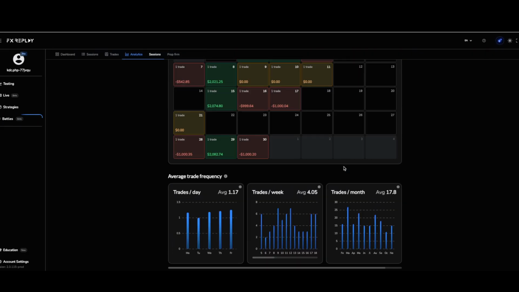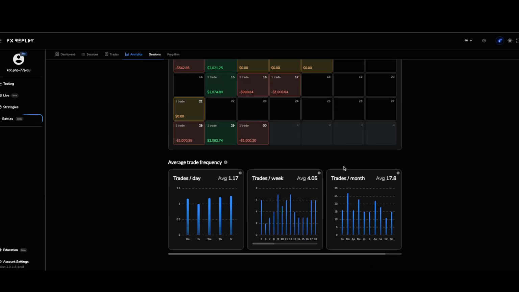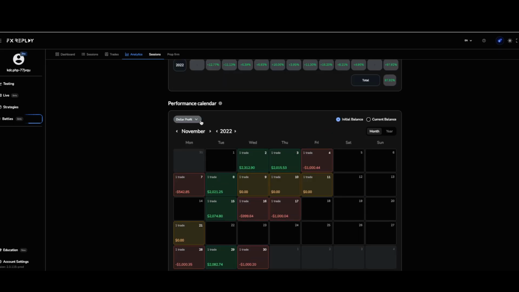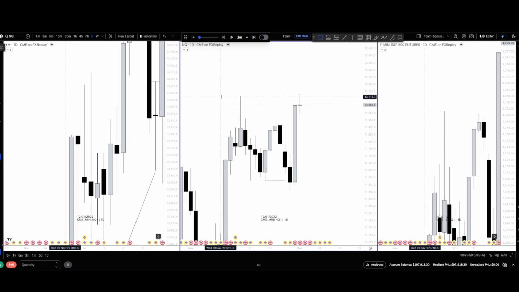So still 5R. Came out with 2 losses, 1 break even in this entire session. So not entirely the best. It's kind of getting chopped up. Let's go and find out why. I mean, why is right here.